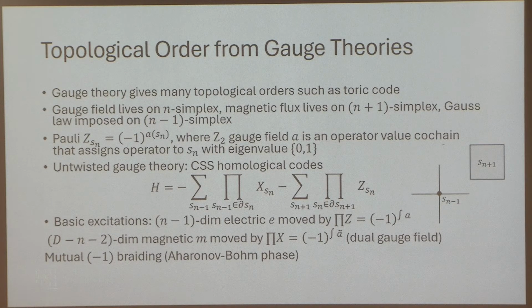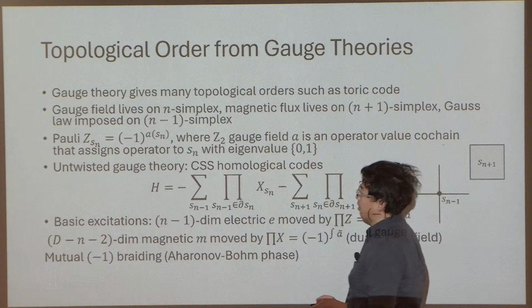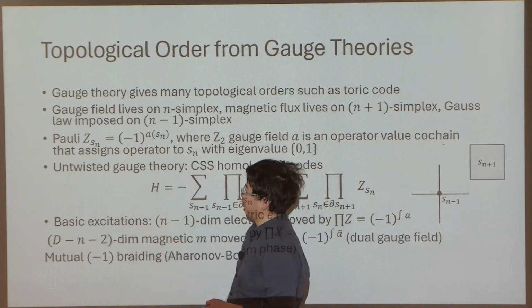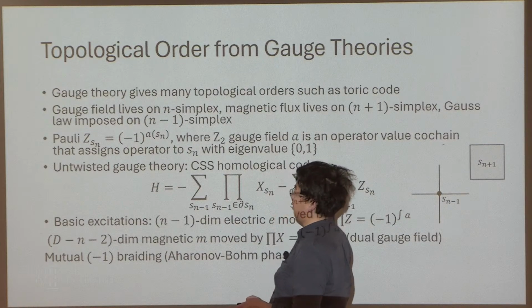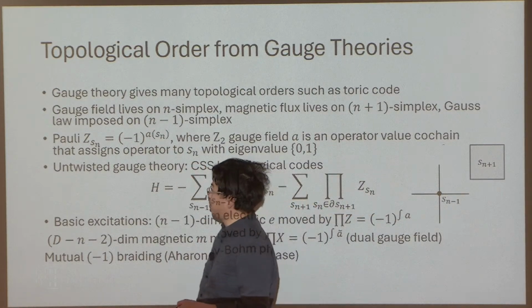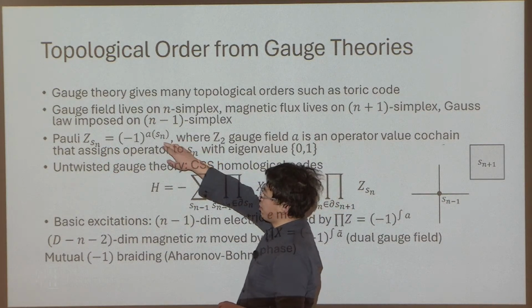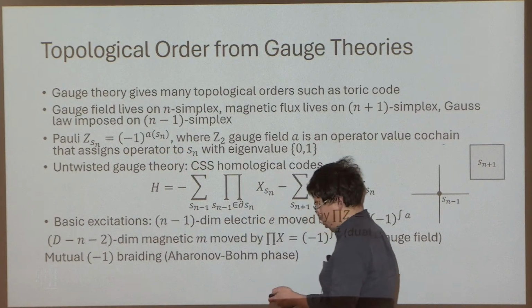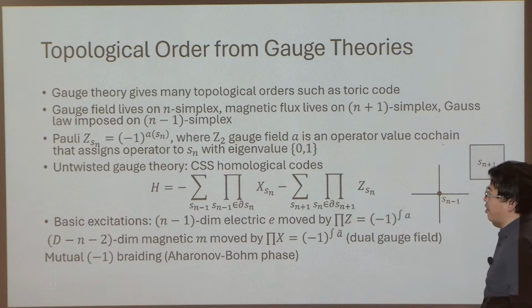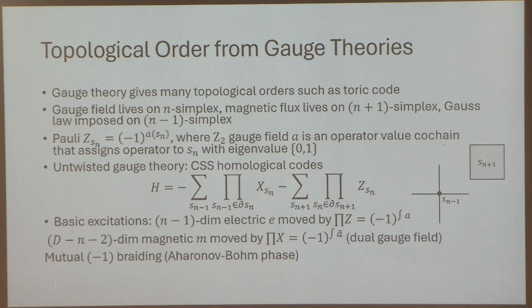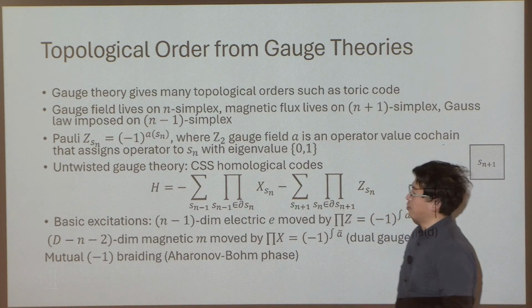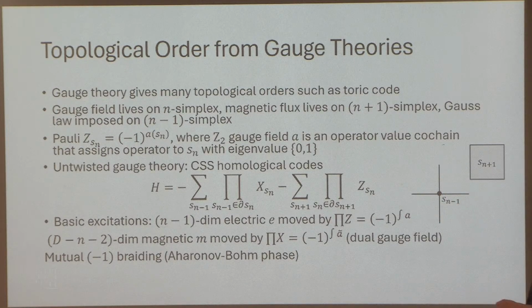Okay. I'm going to introduce a notation where I call the Pauli Z operator acting on this S_n, where S_n means an n-dimensional simplex. The Pauli Z operator acting on this simplex can be related to the gauge field living on the simplex, so this is (-1) to the power of the gauge field. We can think of the gauge field as an operator-valued cochain. It's a map from this n-dimensional simplex to an operator acting on the Hilbert space, whose eigenvalues are 0 and 1.